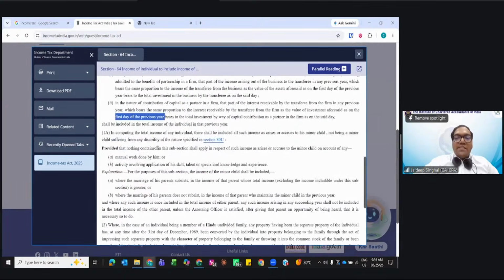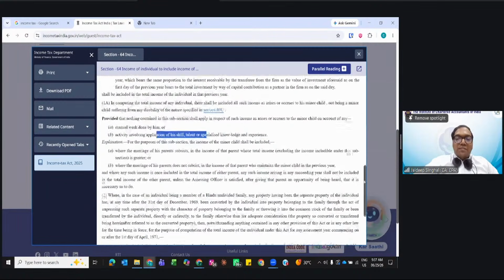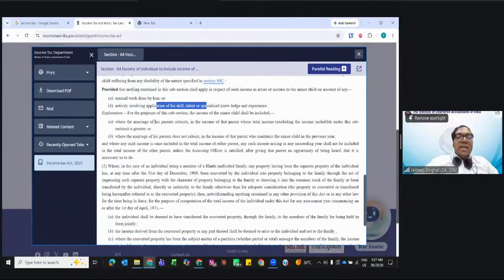And we have seen one exception. If the child is under disability, no clubbing applies. But if the child is doing work from manual work or skill talent, then again no clubbing applies. Where the marriage of the parents does not subsist, then whose income is higher? We see, sorry, if the marriage subsists, whose income is higher. If the marriage doesn't subsist, we see who is maintaining the child, right?